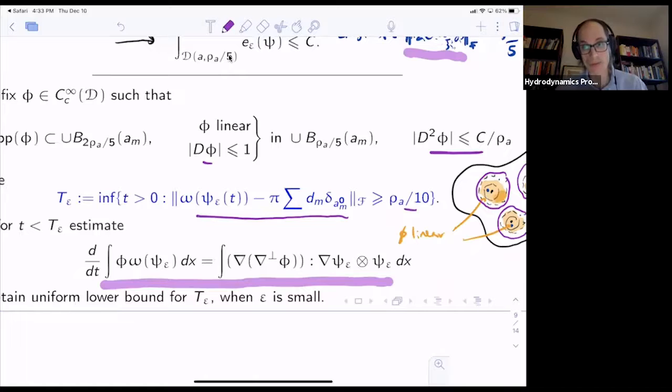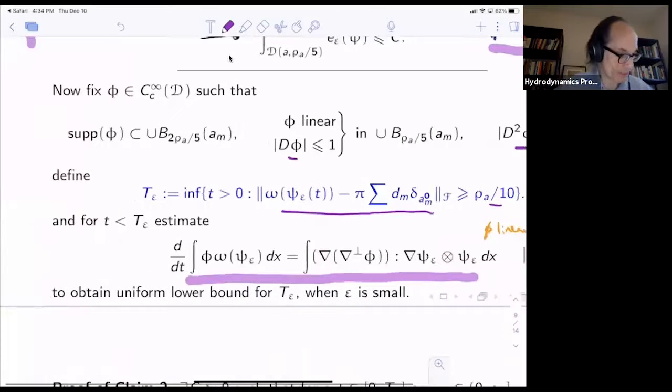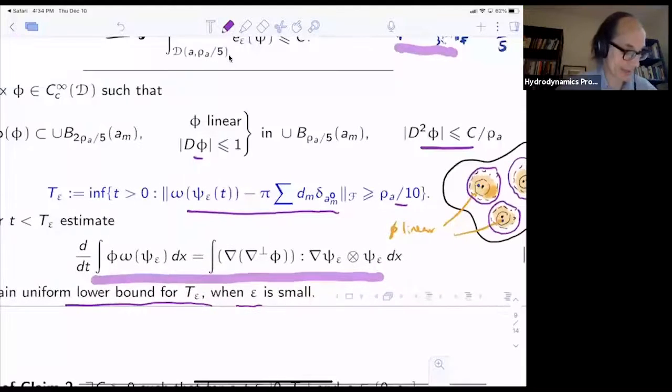And so my real goal now is to prove a lower bound, valid for all small epsilon, a uniform lower bound for this T sub epsilon. Then I will sort of trivially have shown that this quantity is less than rho sub a over 10 for some uniform interval from 0 to t naught, if epsilon is small enough. So our goal is to obtain a uniform lower bound for T sub epsilon, uniform in epsilon. And the way I do this is exactly as said here.